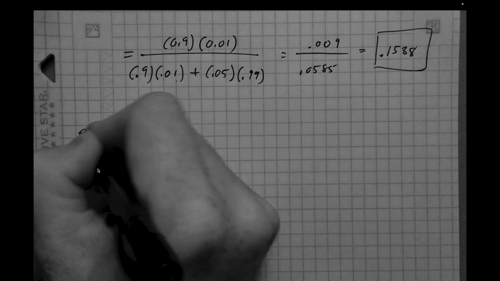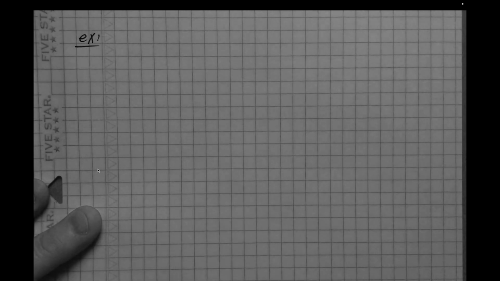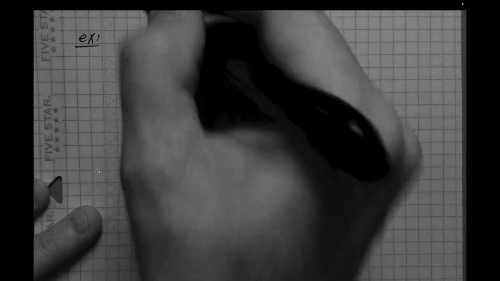Let's do another one. The next classic example type is a spam filter question. So a company uses an email filter that marks messages as spam.